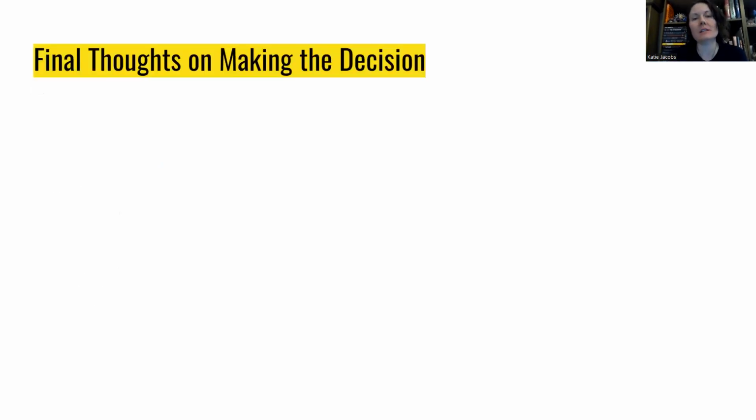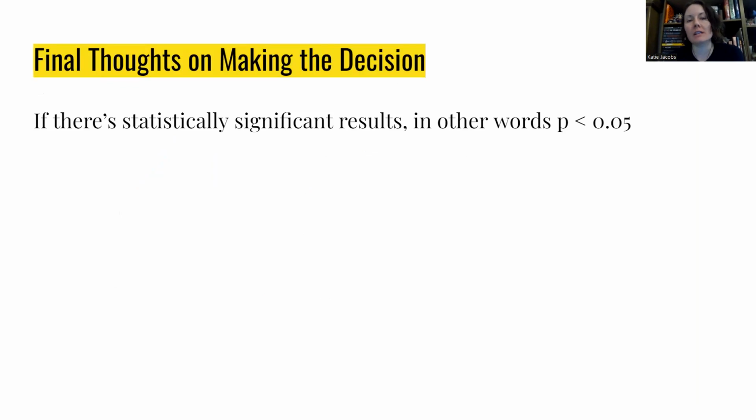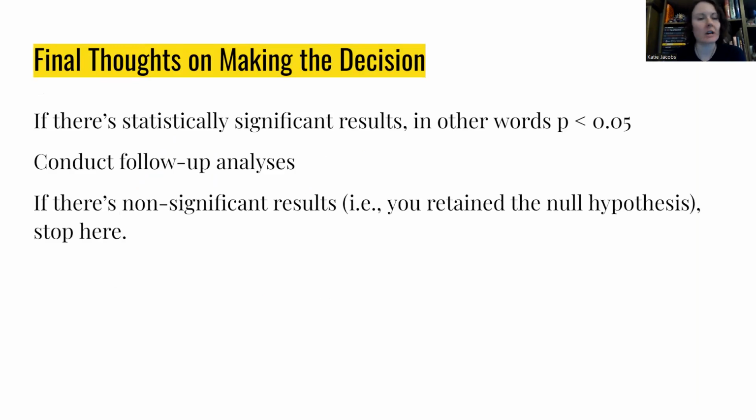Okay, so final thoughts on making a decision. If there are statistically significant results, in other words, our p-value is less than our alpha level of 0.05, you're going to conduct follow-up analyses. If there's non-significant results, in other words, we retained our null hypothesis, you're going to stop here. You won't move on. So if you're doing some sort of assignment, for example, the in-class assignment that we're working on right now, if there are not significant results, you would just write out what you have. You'd say retain the null hypothesis. You'd write out the results and you'd stop here. You wouldn't do step 7.